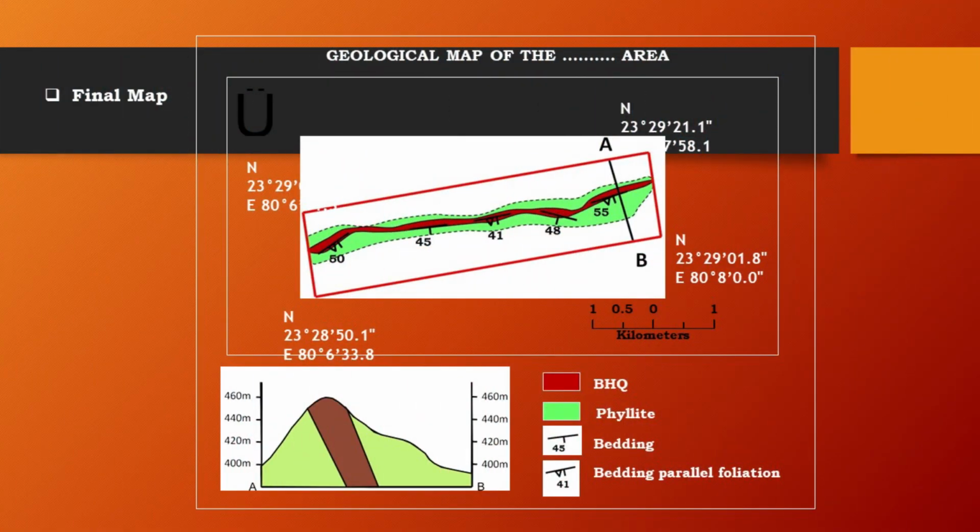Therefore, in this picture, the area shows two lithological units, phyllite forming the base and banded hematite quartzite at the top. Beds are moderately to steeply dipping towards the south, and the rocks also show at least two phases of deformation, and the area forms a part of a regional syncline.